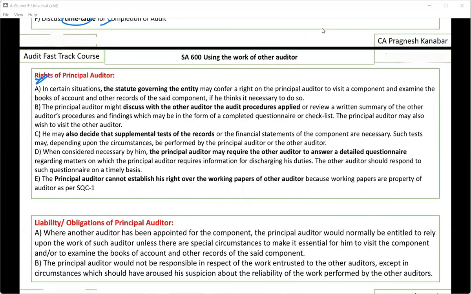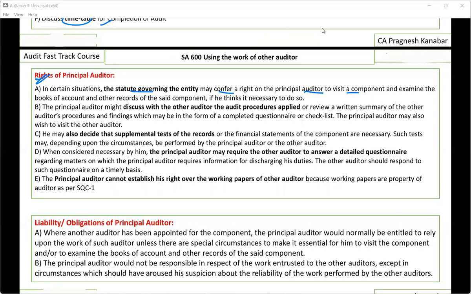Rights of principal auditor. In certain situations, the statute governing the entity may confer a right on the principal auditor to visit a component. Yes, as per Companies Act, anyways, auditor of the company has a right to visit the branches and also access the records of subsidiaries and joint ventures. So that is completely fine.